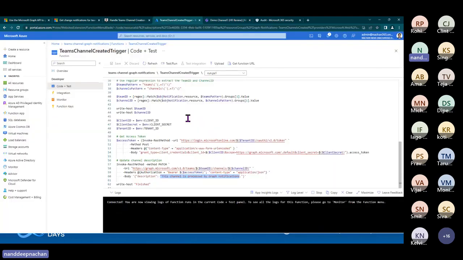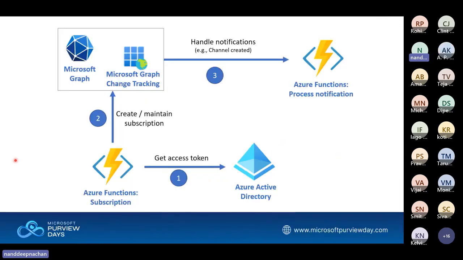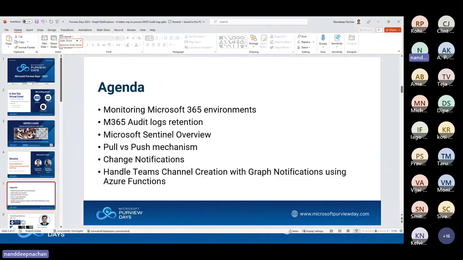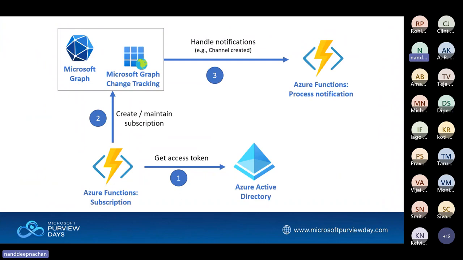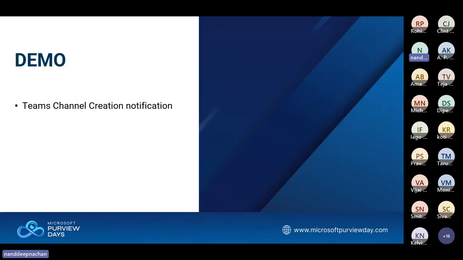So for example, whenever you want to hook up to an event, or whenever you want to respond very quickly to what is happening inside your Microsoft 365 environment, Microsoft Graph notification is another way through which you'll be able to do that. All right, so this was the only demo that I had. Hopefully this explains how you can go ahead and do those graph notifications.